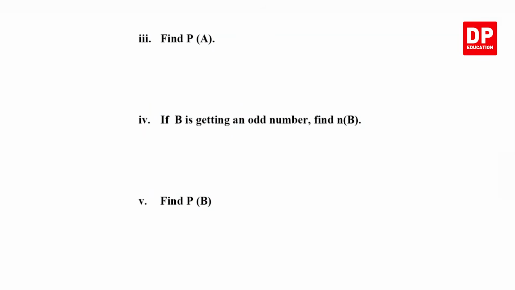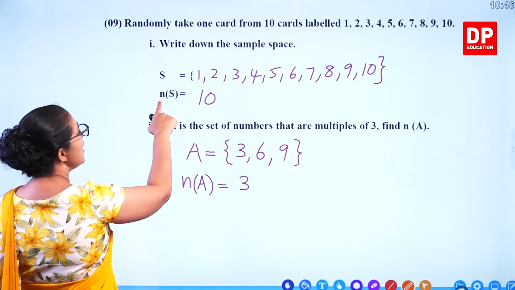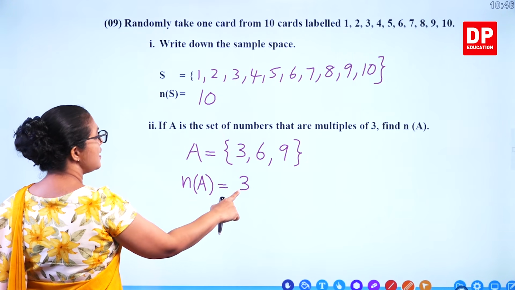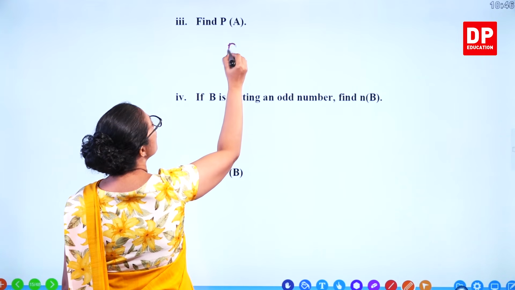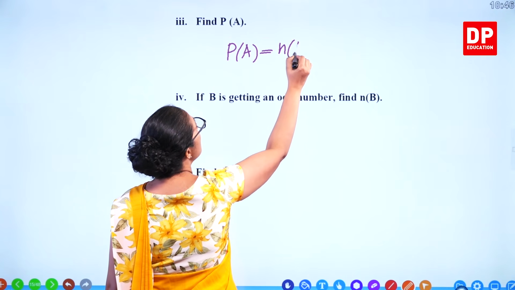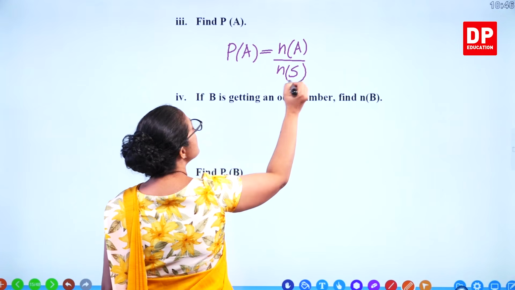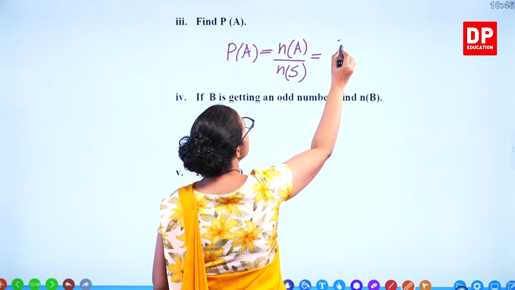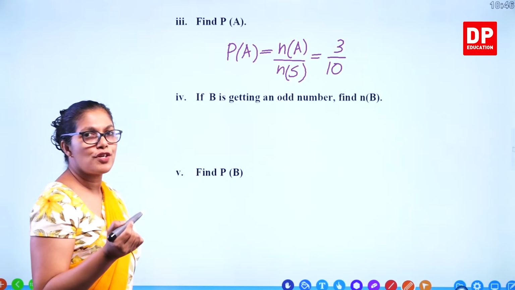Find the probability of A. We found the number of elements in the sample space is 10. Here it is 3. So what's the probability of A? You can use the formula: number of elements in A divided by number of elements in the sample space. This is 3 and this is 10. So the probability is 3 over 10.